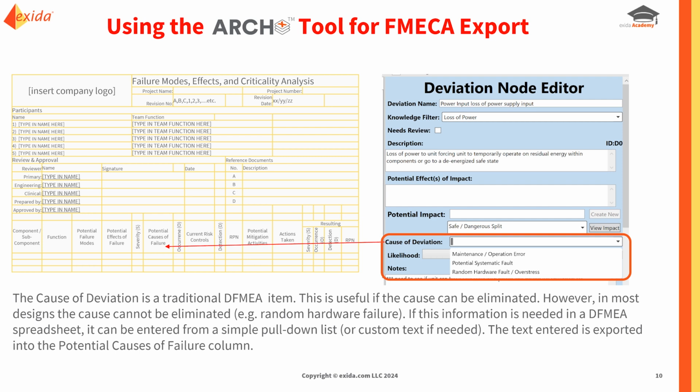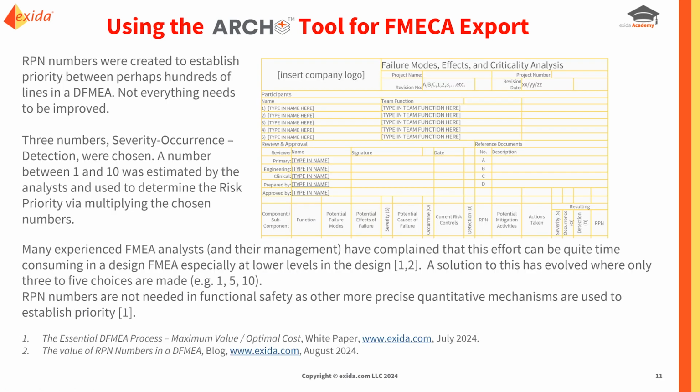Cause, in the context of a design DFMEA, is usually something you can't do anything about. And causes are valuable if the cause can be eliminated. However, as part of the design optimization, we go through a few iterations, and we don't know typically at this point if the cause can be eliminated, but many of them cannot, like random hardware failure. You find a way to eliminate random hardware failures, and you'll be a rich person. If you need that information in your spreadsheet, you can enter it now in a simple pull-down list, or of course you can enter it later.